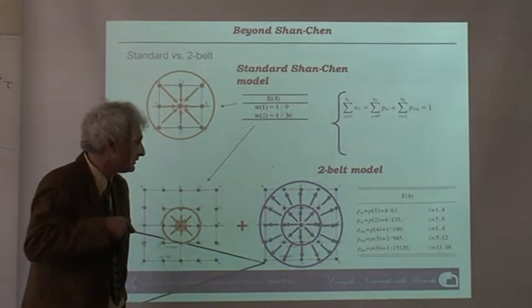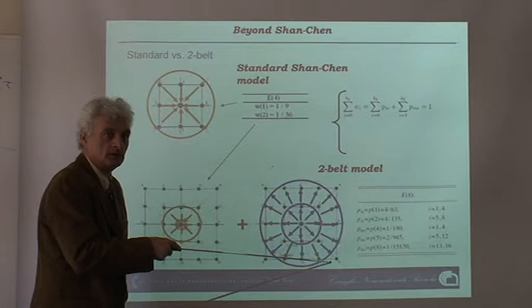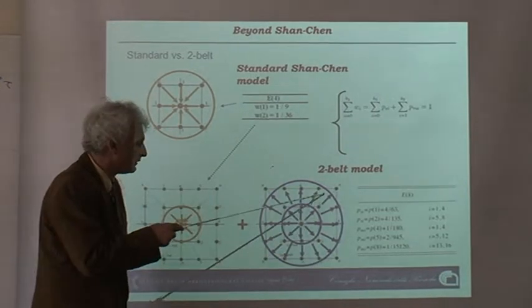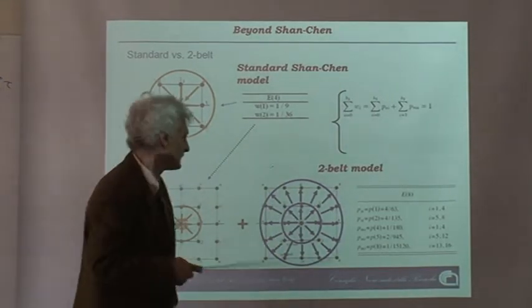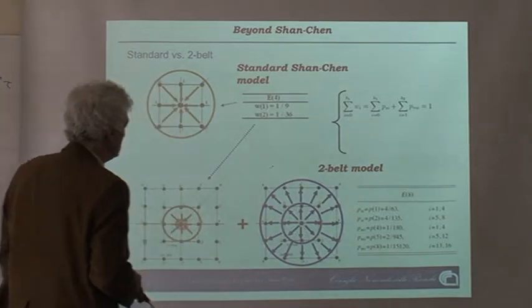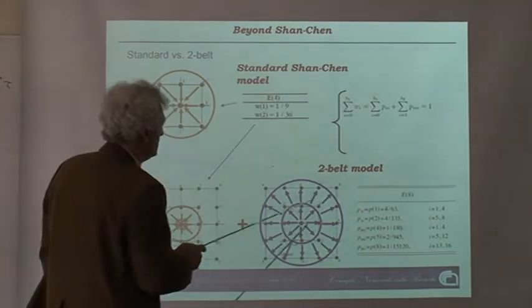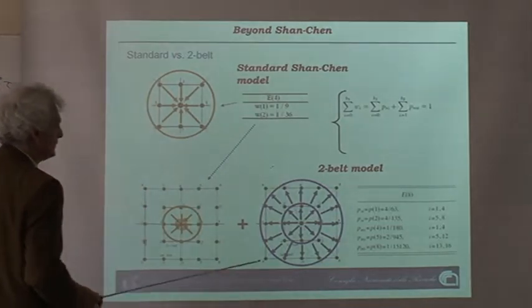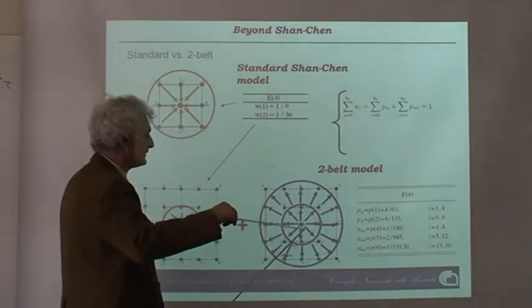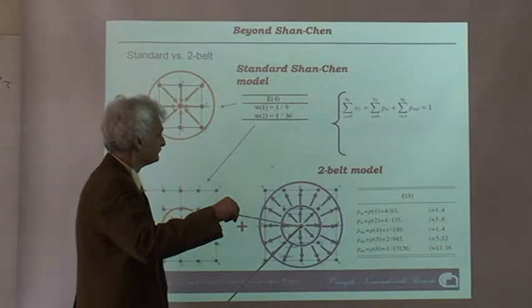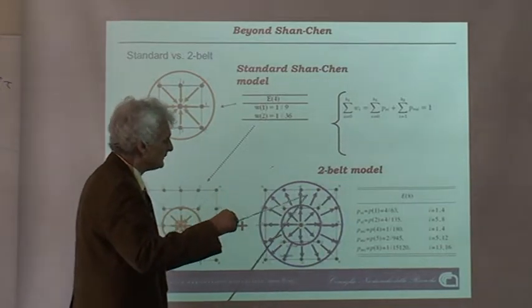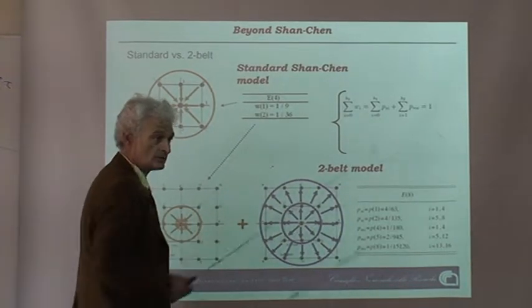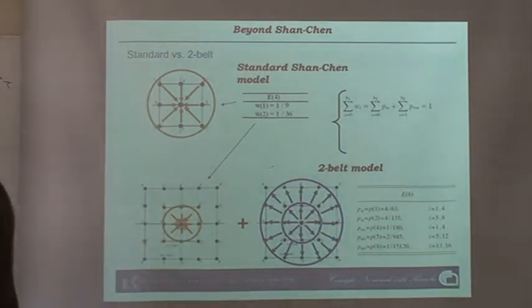So we don't need to store the distribution function on 25 lattices. So this is what we call the two-belt model. And typically what we do in the two-belt model, here we have the Shan-Chen attraction. And on the second shell we have repulsion instead. Why do we do that?